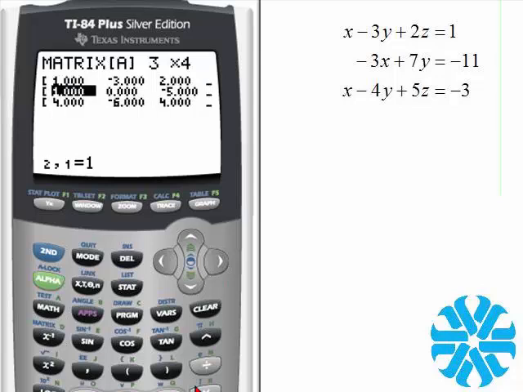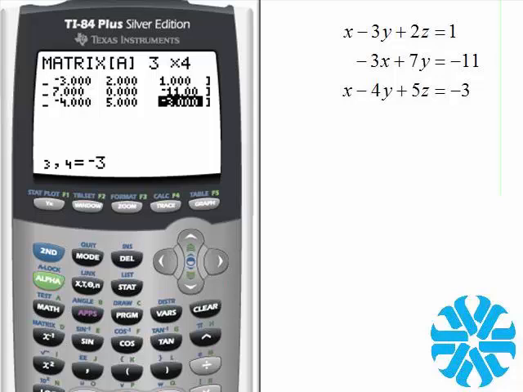Now, negative 3, 7. There are 0 z's. Okay. And we want this to be negative 11. Enter. 1 for the x. Negative 4 for the y. And 5 for the z. And then negative 3. Enter.